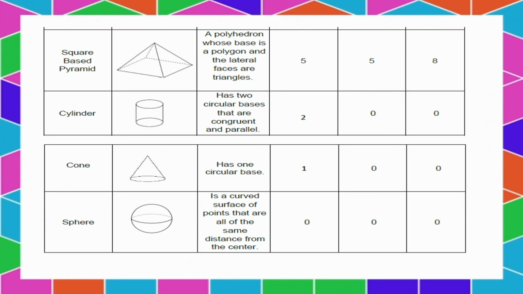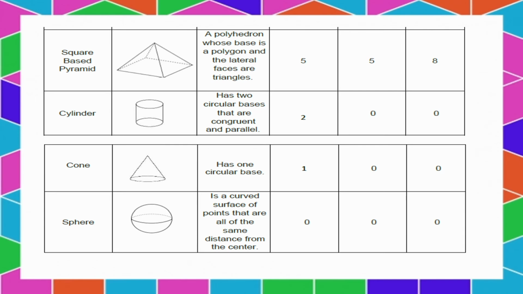Now we have here a cylinder. A cylinder looks like a can, okay? A can of milk, a can of sardines. So it has two circular bases that are congruent and parallel. So a cylinder has two faces, but it has no vertex and also no edge. It only has two faces.